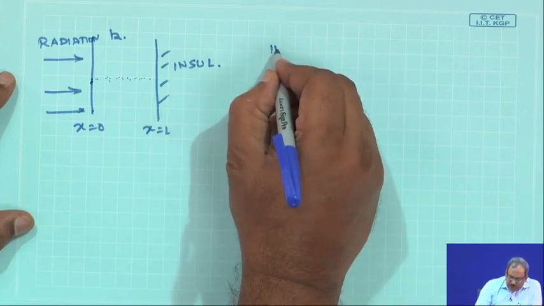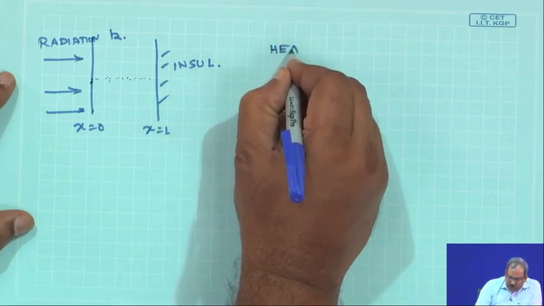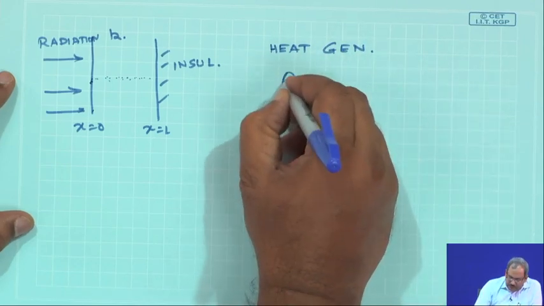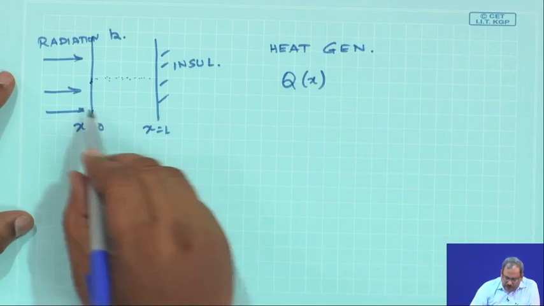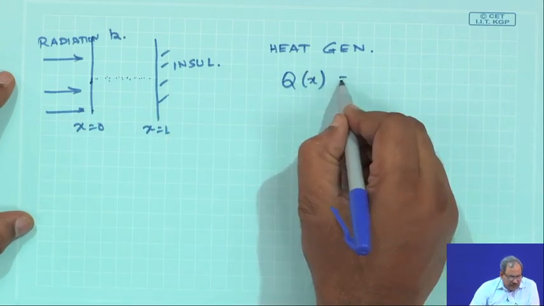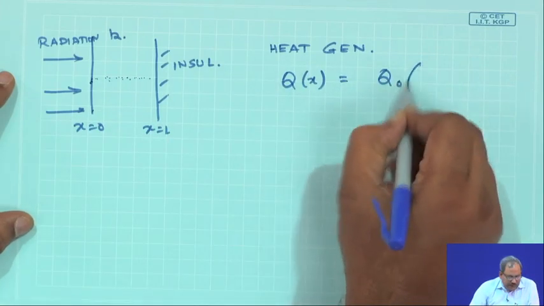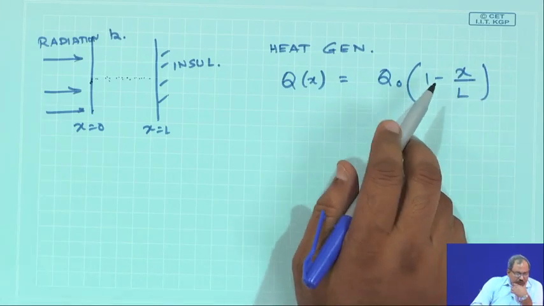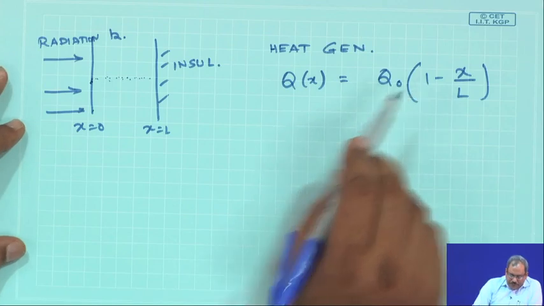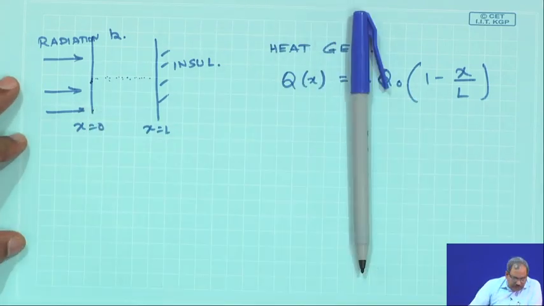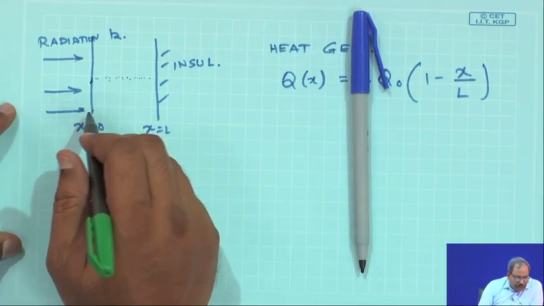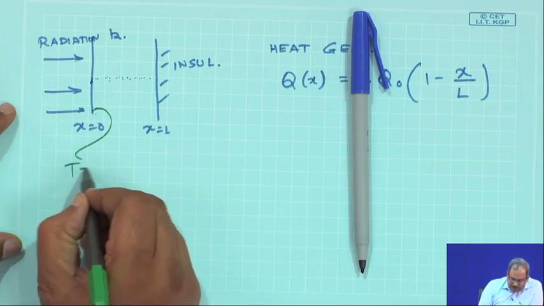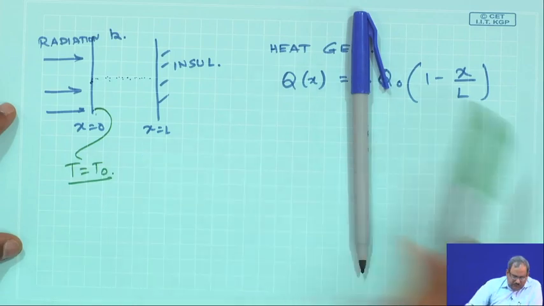So, the microwave radiation causes some sort of heat generation, which is obvious. This heat generation is going to be a function of x, where this is the x direction, and it is going to be Q0 times (1 minus x by L), where Q0 is just a constant. Let us assume that the wall at x equals 0 is maintained at a temperature T equals T0.